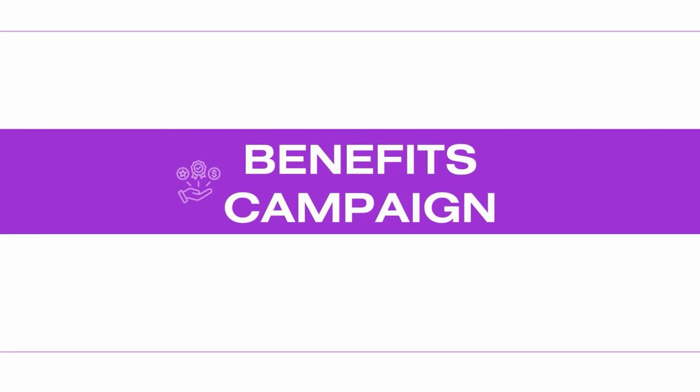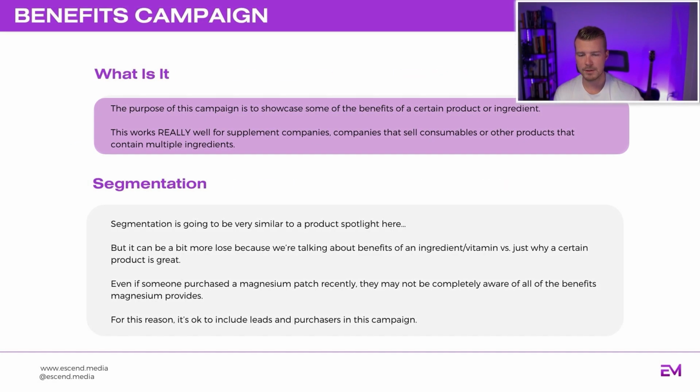Okay, so the sixth type of campaign that we're going to review today is the benefits campaign. Now, the purpose of this campaign is just to showcase some of the benefits that a certain product or ingredient can provide for people. Now, let me explain. This works really, really well for supplement companies and other companies that sell consumable or other products that contain multiple ingredients. Now, this is because we're highlighting the benefits of the ingredients or a certain product, not necessarily the product that the customer is buying from your store.